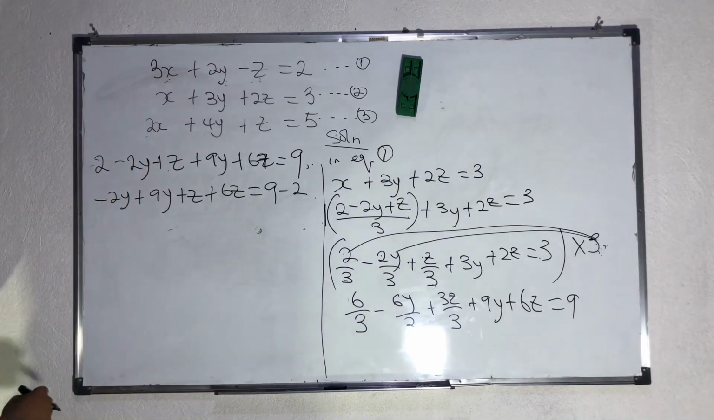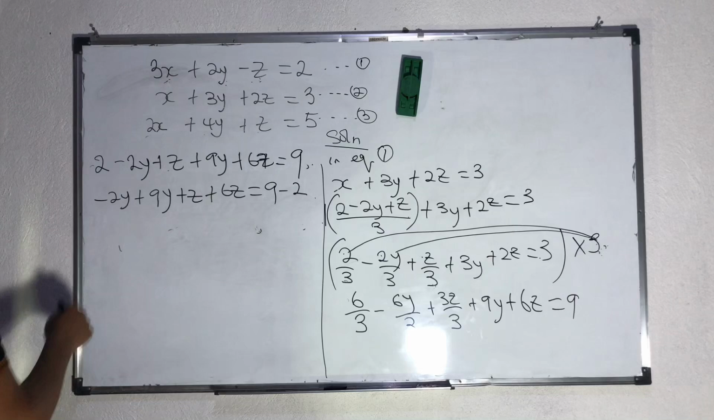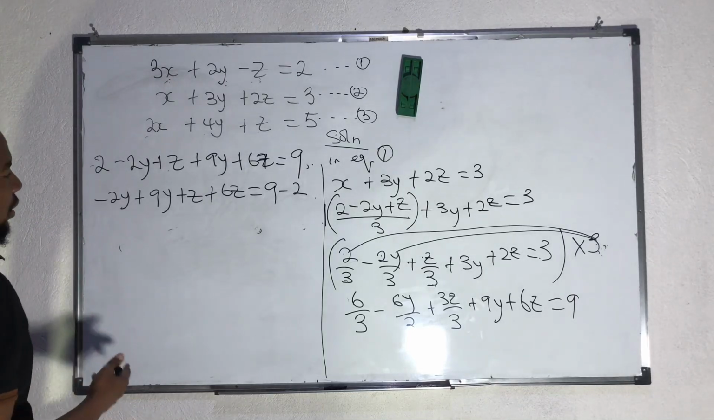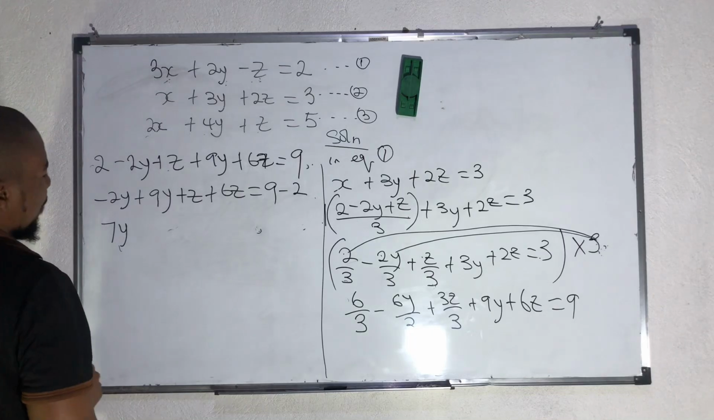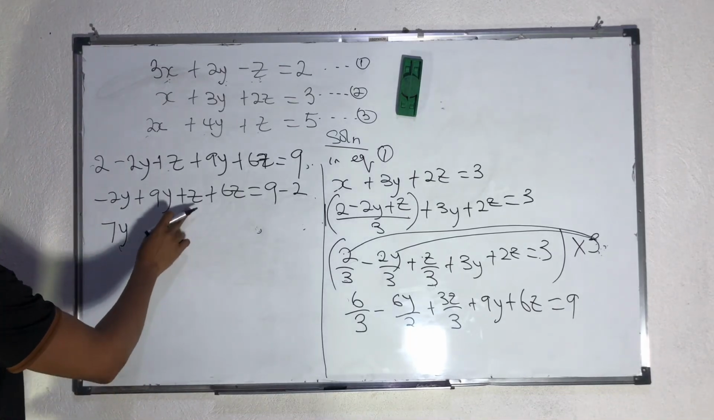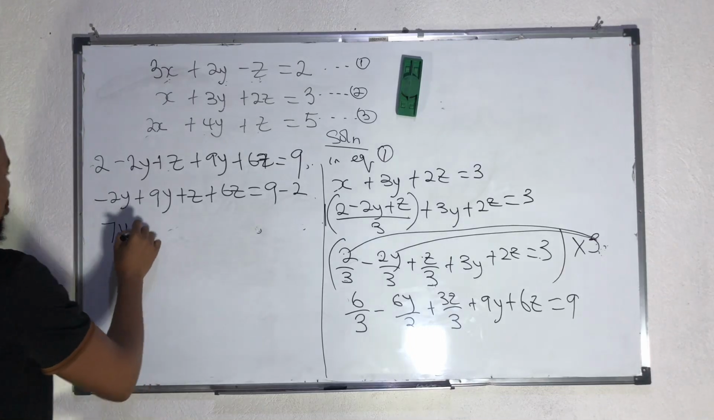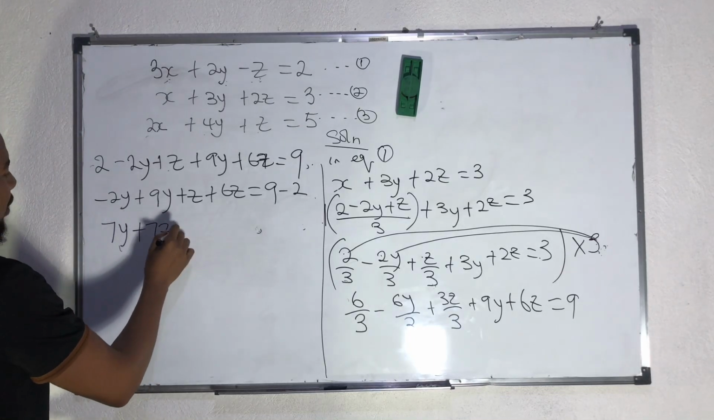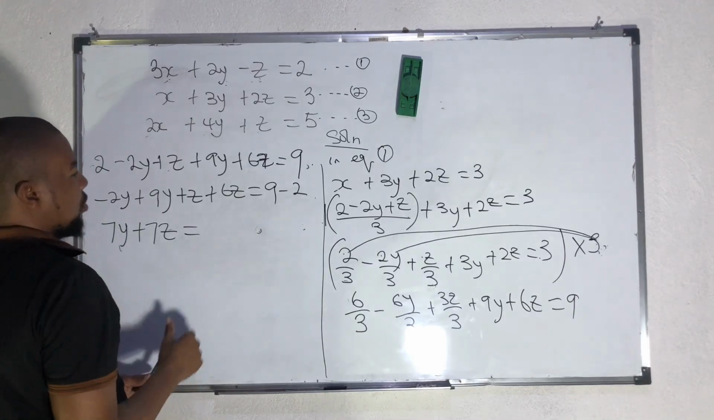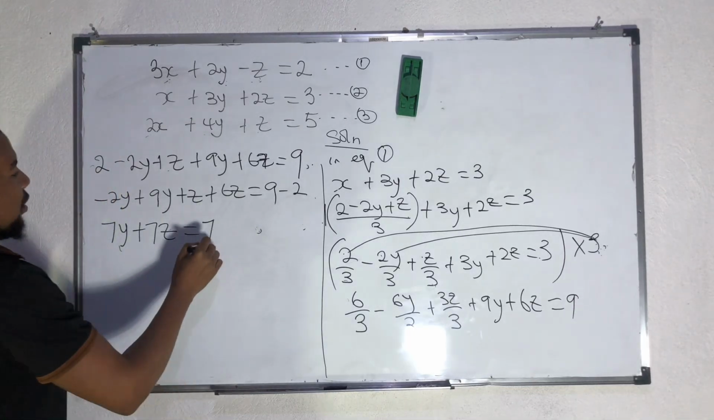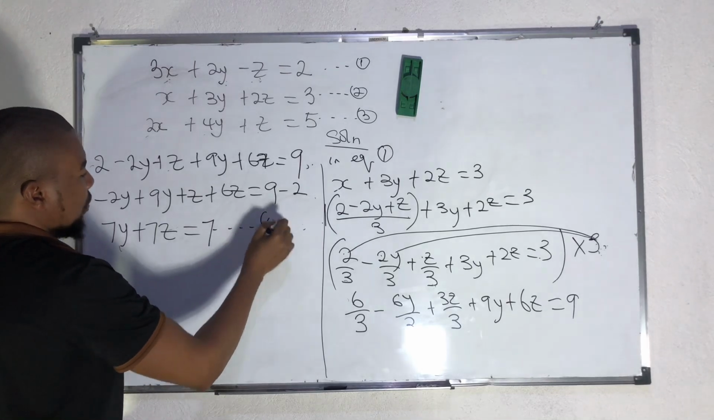Let's clean this up. Negative 2y plus 9y, just like saying negative 2 plus 9, will give you a positive 7y. The next one here we have z plus 6z, just like saying 1 plus 6, it will give you plus 7z is equal to 9 minus 2. 9 minus 2 is equal to 7, and this is it. So we call this our equation 4.